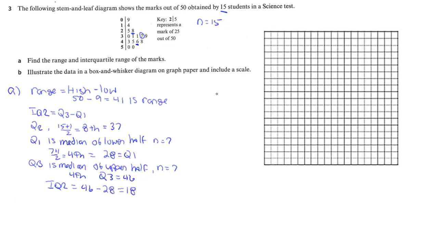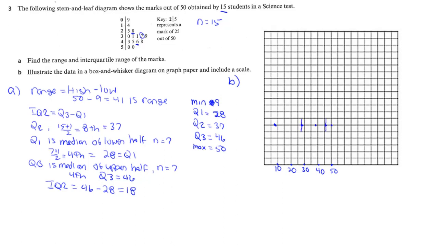In part B, they want us to make a box and whisker diagram on graph paper. So we need the minimum, Q1, Q2, Q3, and then the maximum. In this case, our lowest value is 0, and we go up to 50, so I'm just going to go by 10s here, skipping a box, so actually I'm going by 5s. And now all I've got to do is plot my points. I've got 9, and I'm going to have 28, and then 37, and then 46, and 50.